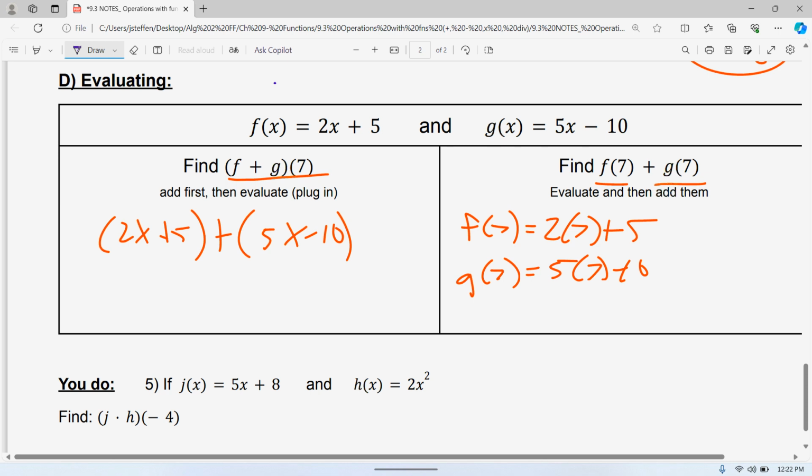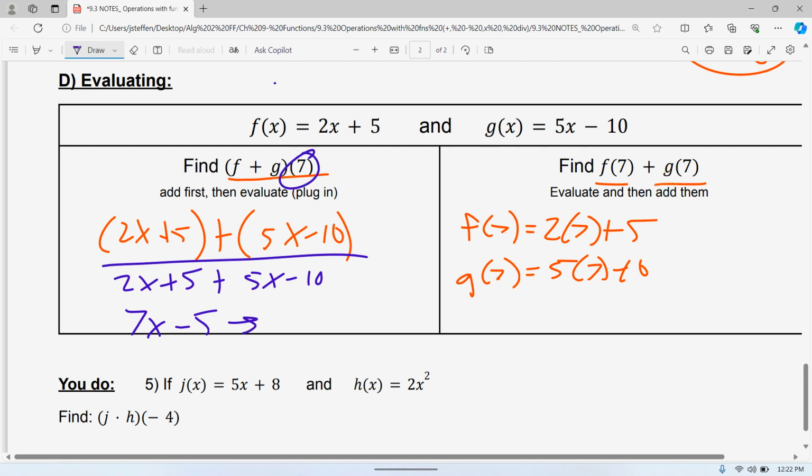But to go back and finish these, I add these together. So we have 2x plus 5 plus 5x minus 10. So you combine like terms: 7x minus 5. Once you finally have that, then you plug 7 in for that. 7 times 7 minus 5. That's 49 minus 5.